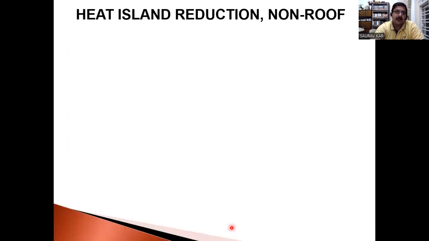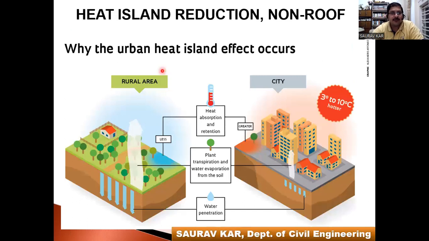Another picture I can show you. If we compare the rural area and the city area, urban heat island effects occur. How? Compared to rural areas, cities are 3 to 10 degrees hotter.